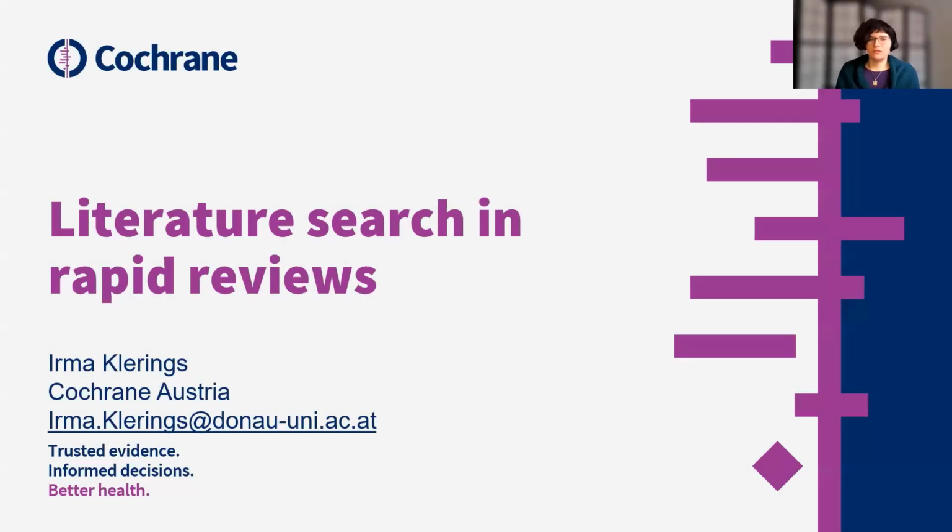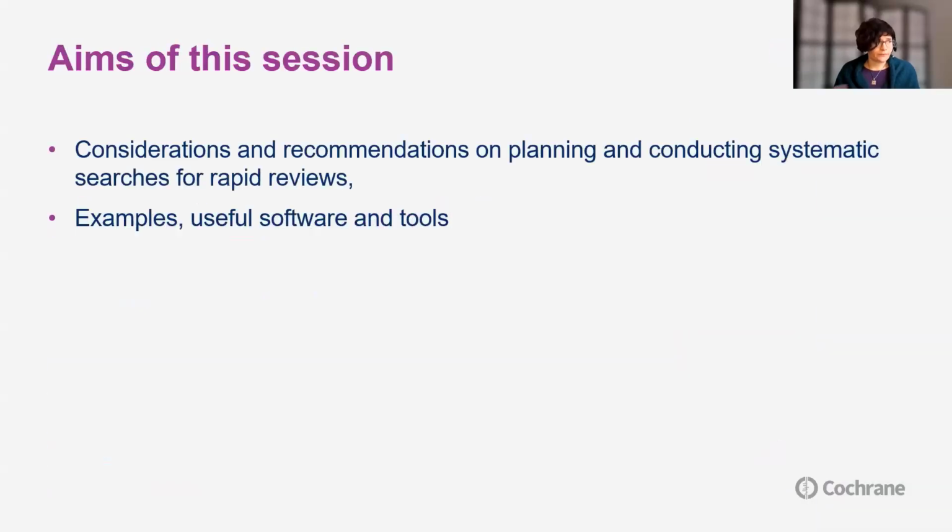I'm talking about literature searching for rapid reviews today, specifically about some recommendations we have developed, and I also will give some practical examples and introduce or talk about some useful tools for the search process in this context.